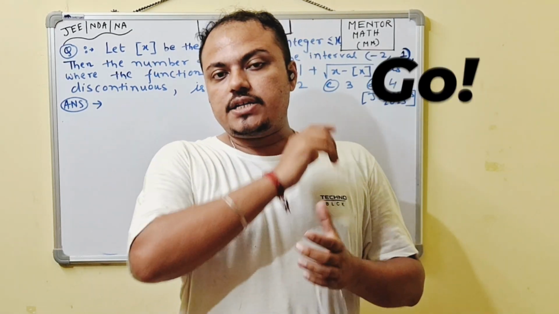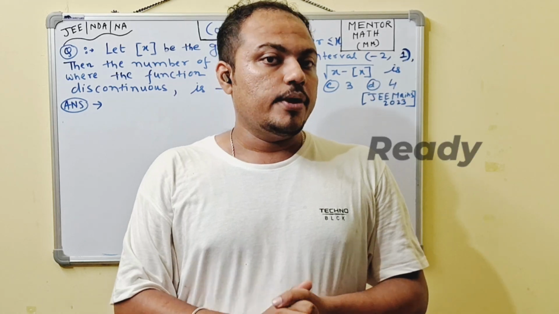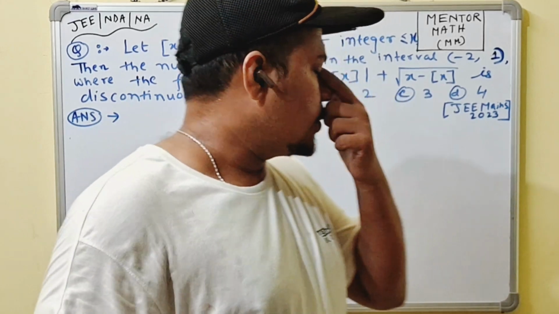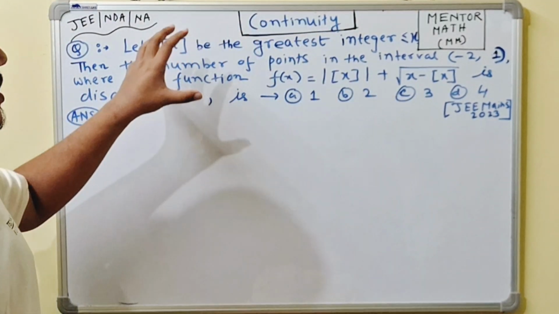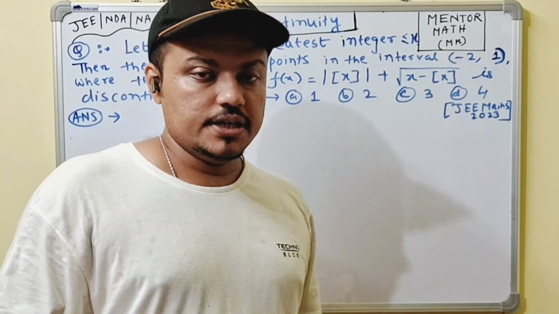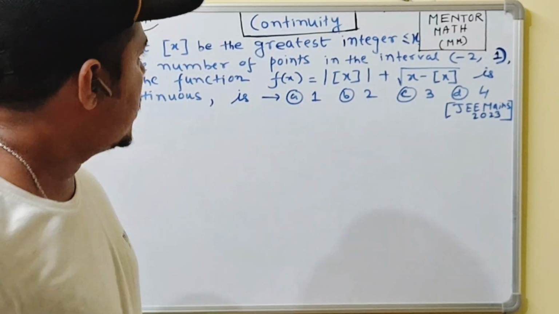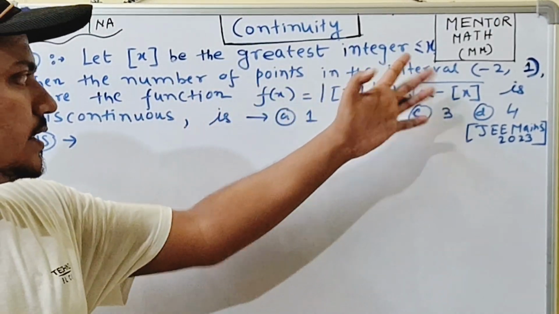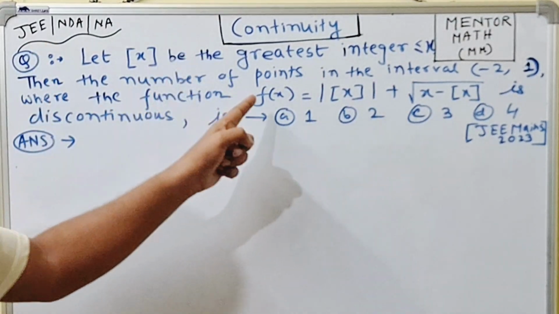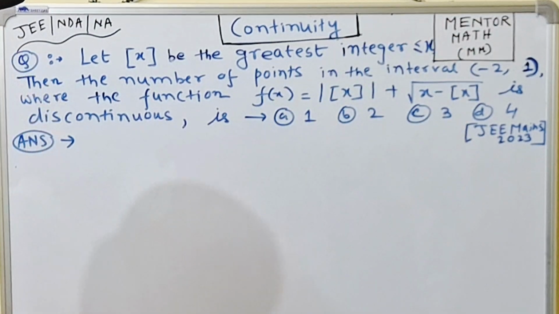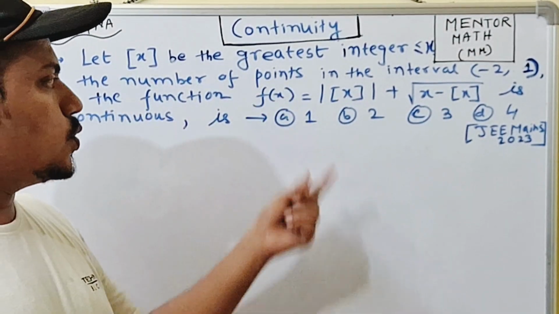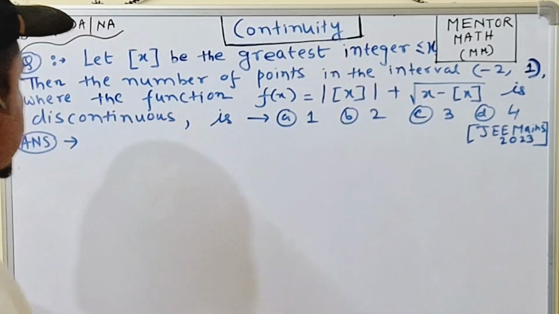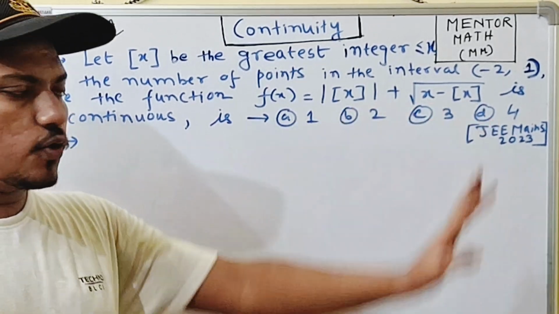Okay, so let's start another very important problem with me. Today I am going to discuss the topic of continuity. This question already came in your JEE Mains examination 2023. Look at this question now. Let [x] be the greatest integer less than or equal to x. Then the number of points in the interval (-2, 1) where the function f(x) = |[x]| + √(x - [x]) is discontinuous. Four options are given.